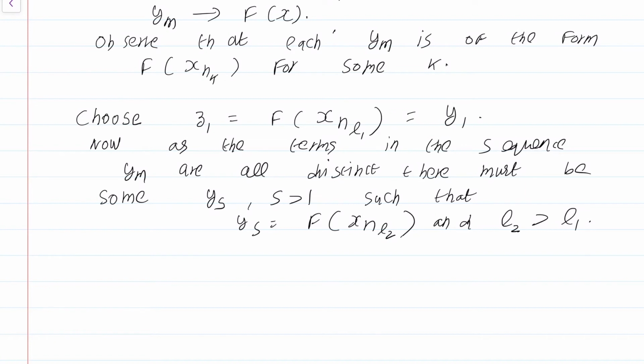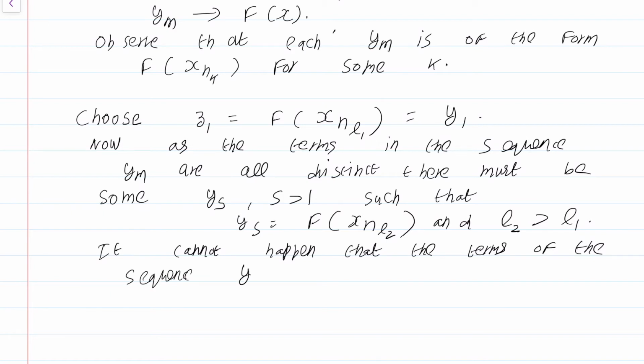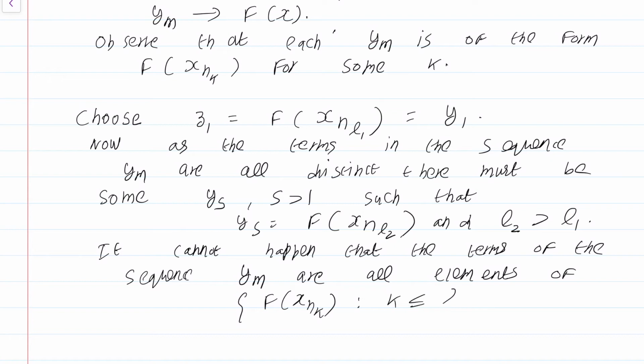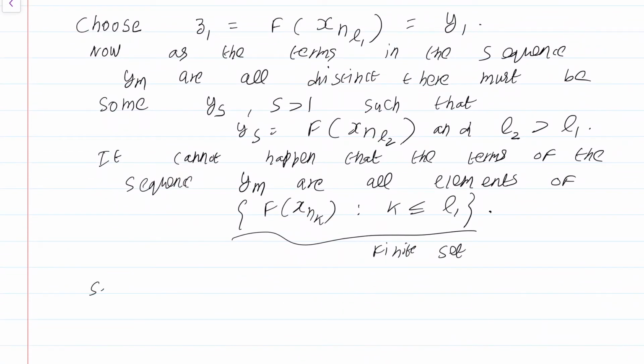Okay. So it cannot happen that the terms of the sequence keep oscillating all the way less than f of x_{n_{L1}}. What I mean to say is, it cannot happen that the terms of the sequence y_m are all elements of the set f of x_{n_k}, k less than or equal to L1, right? Then there will have to be repetitions because this is a finite set. At some point, y_s has to be f of x_{n_{L2}} and L2 is greater than L1. Set this z2 to be nothing but this f of x_{n_{L2}}.